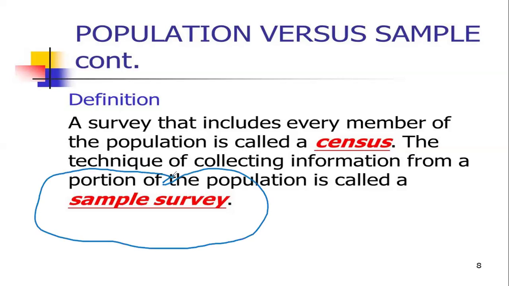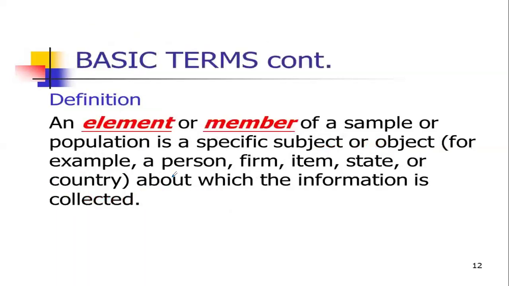All right. And then now we can describe what a member or element is. An element or member of a sample or a population is just a specific object or subject about which the information is being collected.